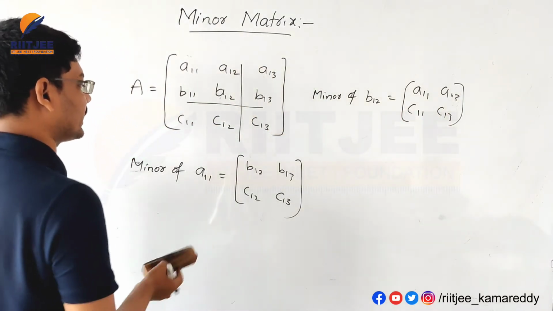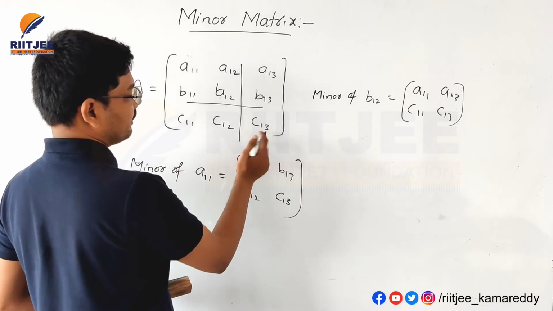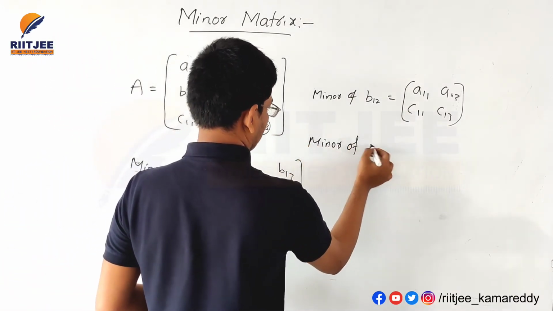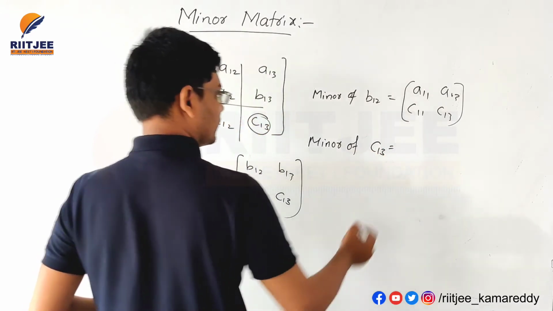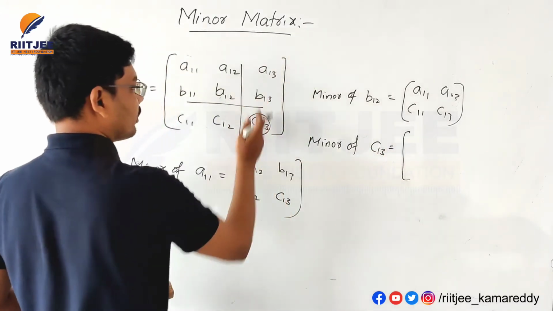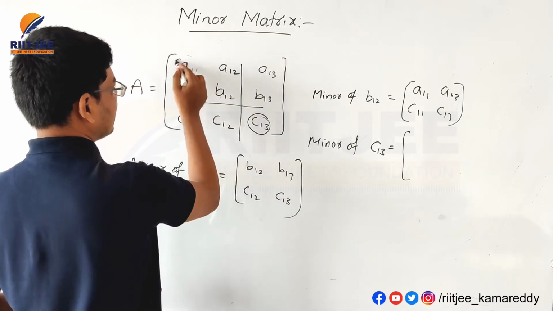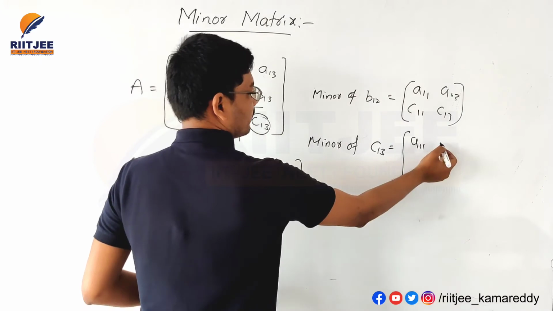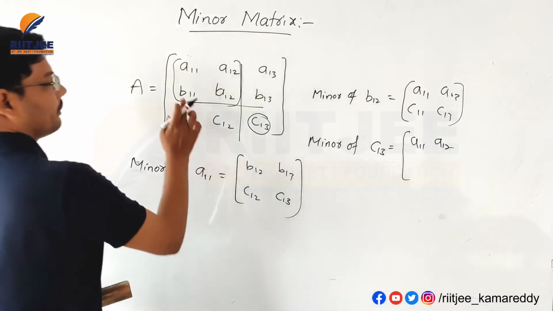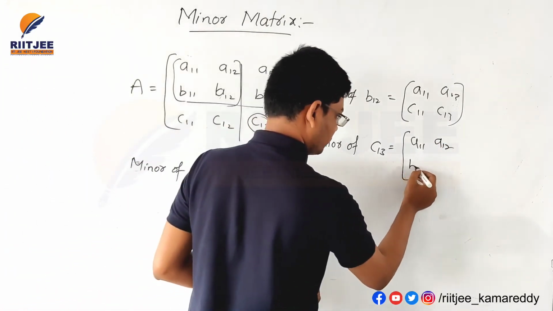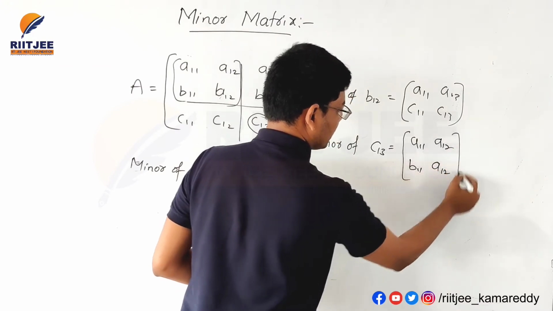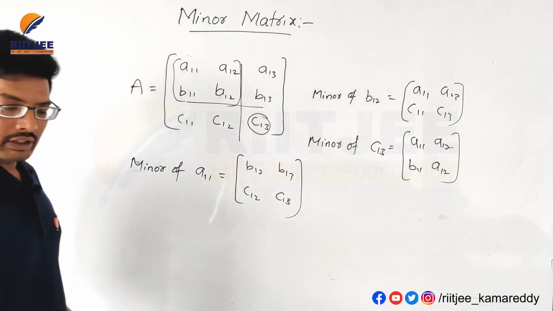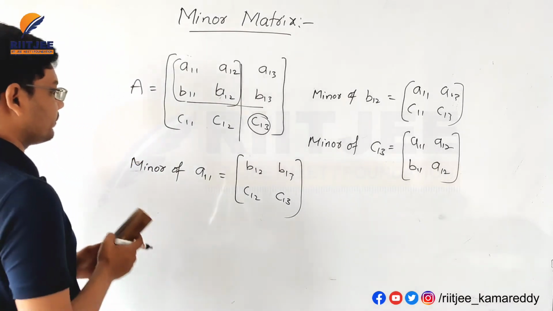In that way, similarly, you can take any element. C13 I am taking here, the minor of C13. Eliminate the row and column which has C13. This is the minor of this one: A11, A12, B11, B12. This is all about the minor matrix of a major matrix here.